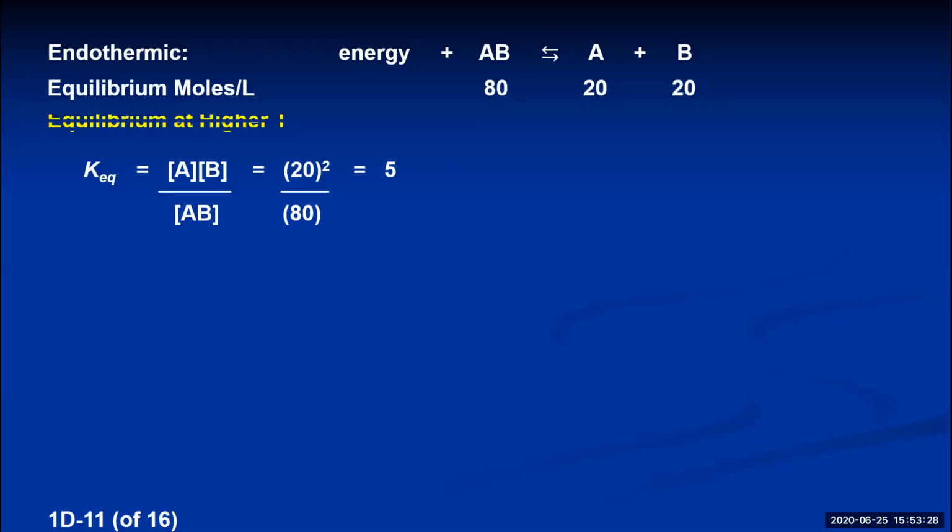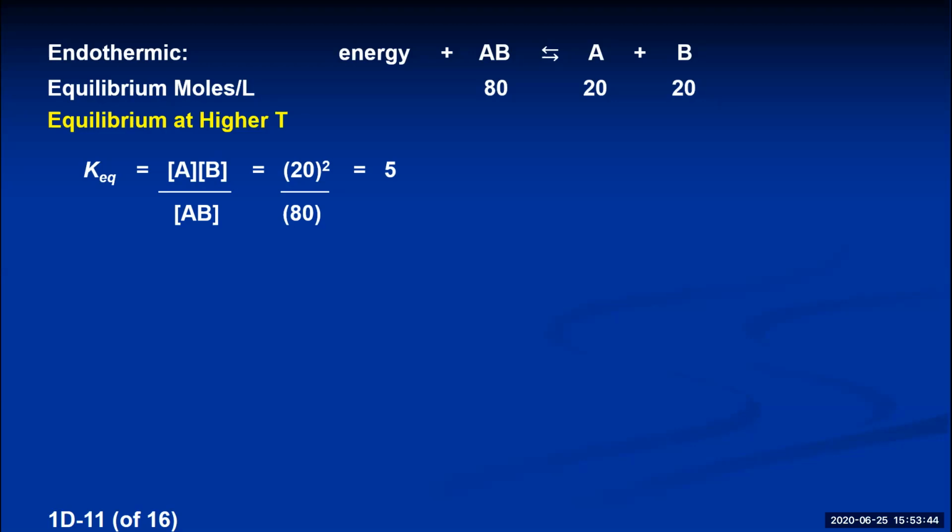If you were to raise the temperature, raising the temperature means you're adding energy to the system. Energy's on the left side. If you increase something on the left side, which way does it make things shift? You've got to get rid of that excess material. It's got to shift away.